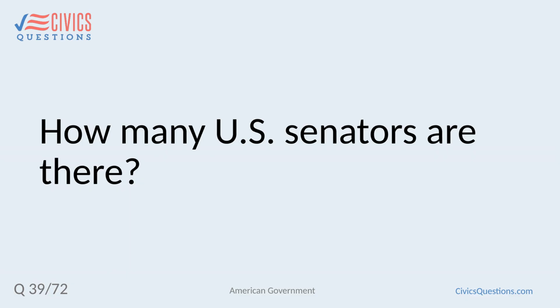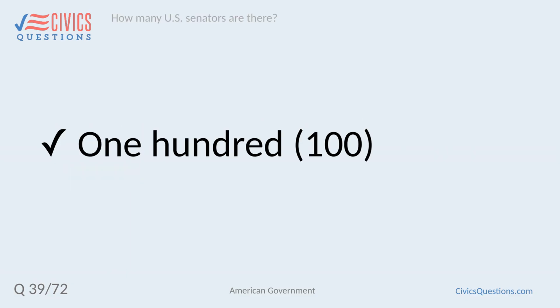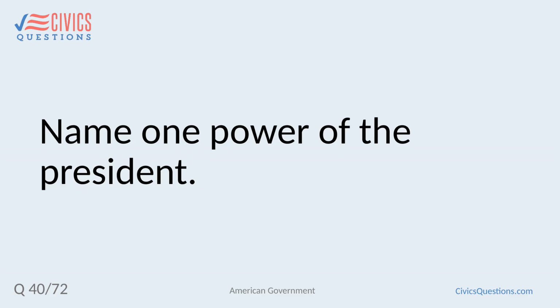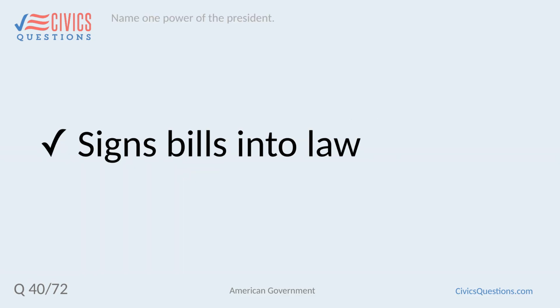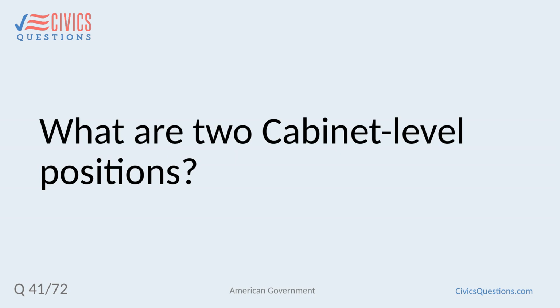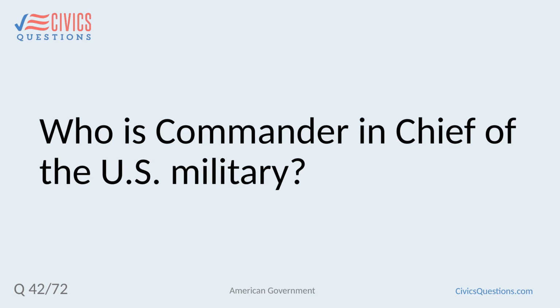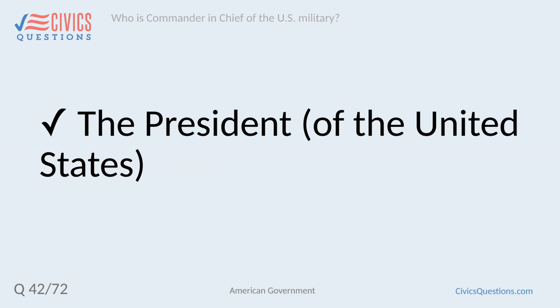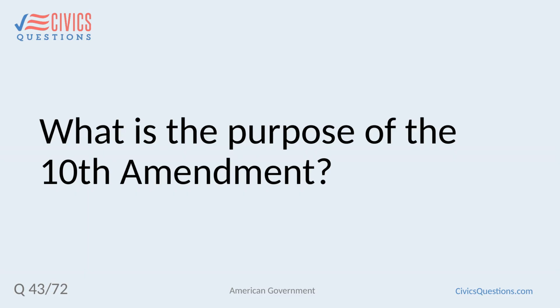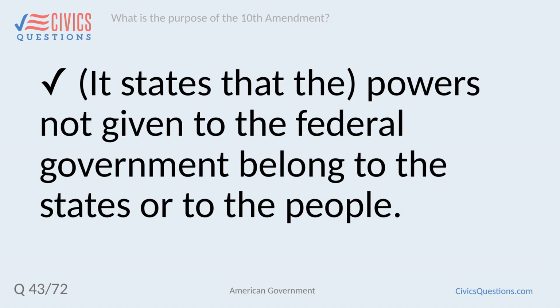How many U.S. senators are there? 100. Name one power of the president. Signs bills into law. What are 2 cabinet-level positions? Attorney General, Vice President. Who is Commander-in-Chief of the U.S. military? The President of the United States. What is the purpose of the 10th Amendment? It states that the powers not given to the federal government belong to the states or to the people.